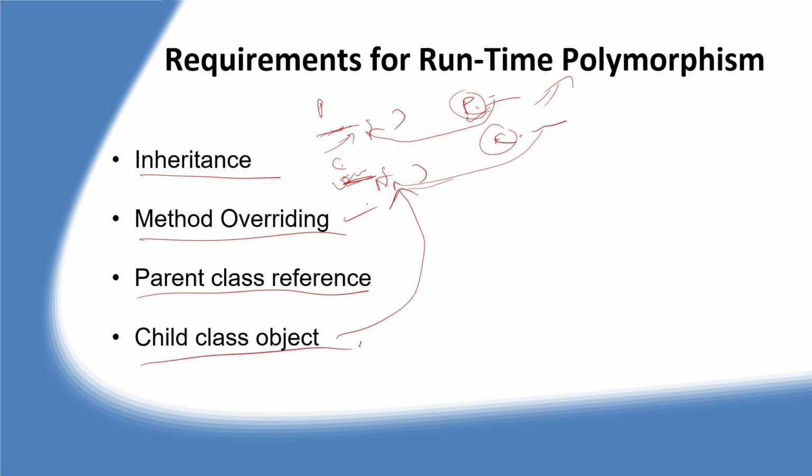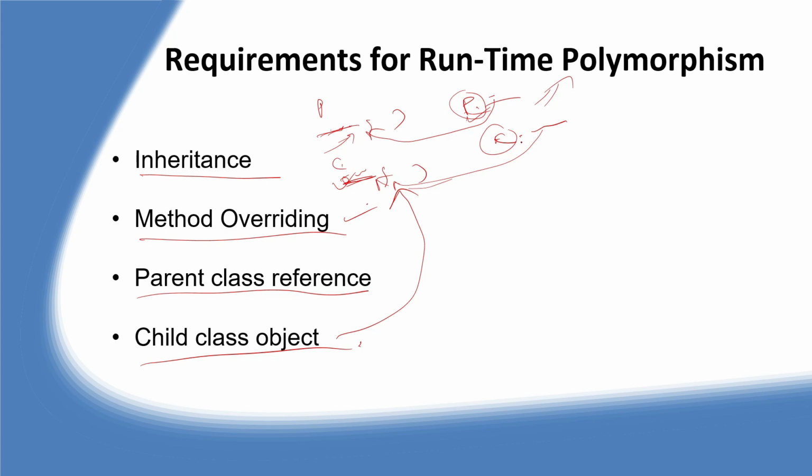So four things are required to achieve runtime polymorphism. First, there must be inheritance between classes. Second, the child class should override the parent class method. Third, we use a parent class reference. And finally, that reference should point to a child class object.